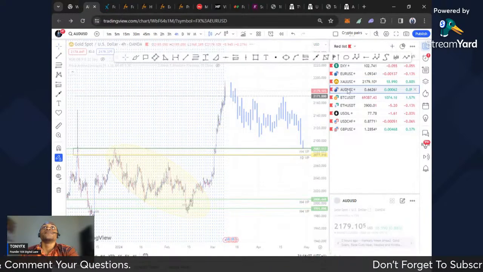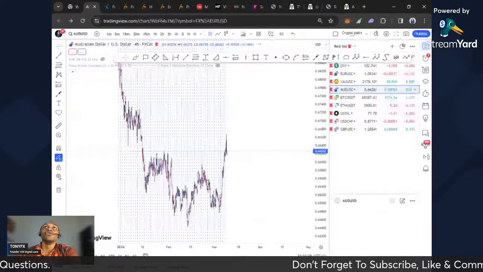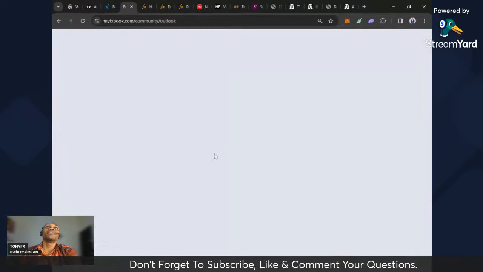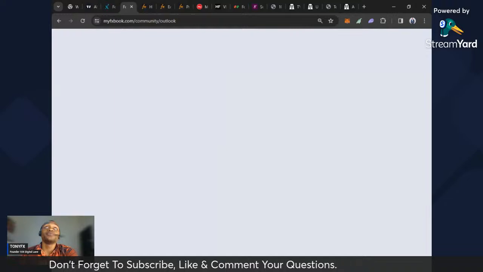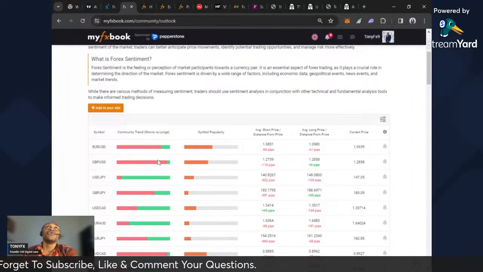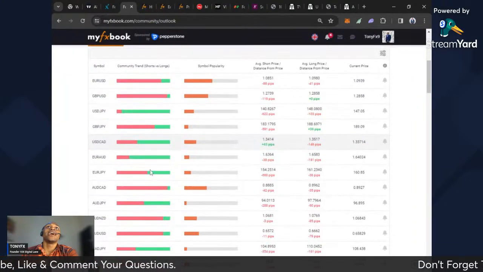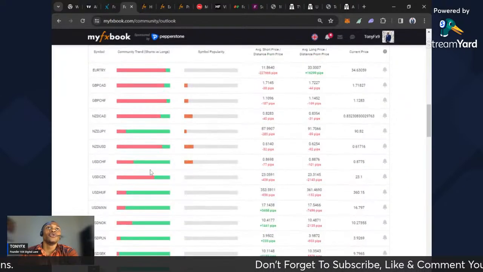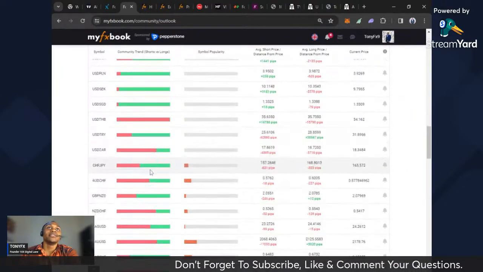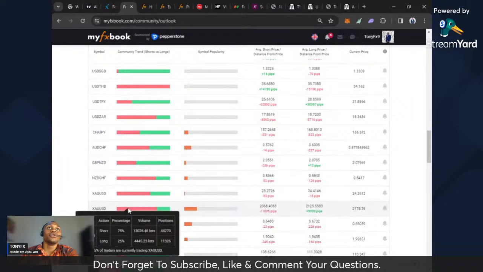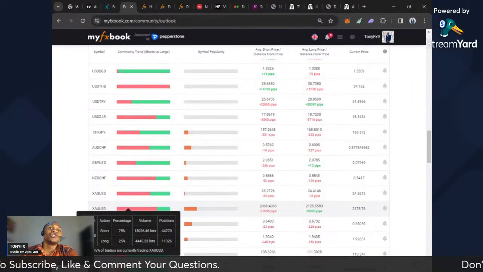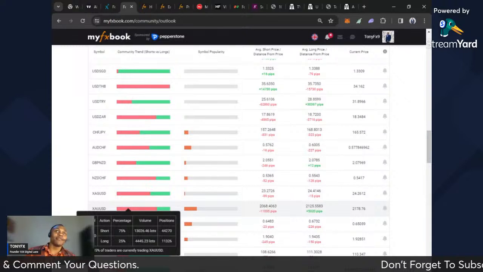So the next is AUD USD. Before we go into AUD USD, let's see what sentiment is saying for gold. XAU USD. Okay, this is XAU USD. Short is about 57% and long is about 25%. So we're aligned with sentiment.